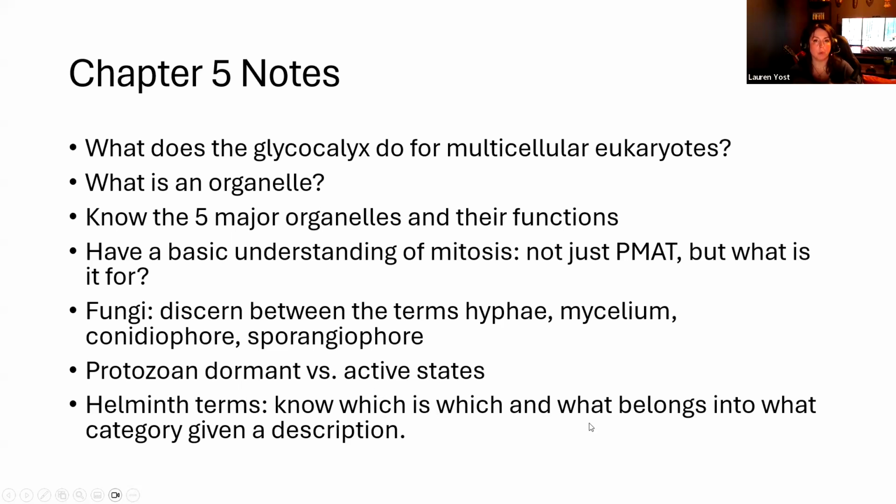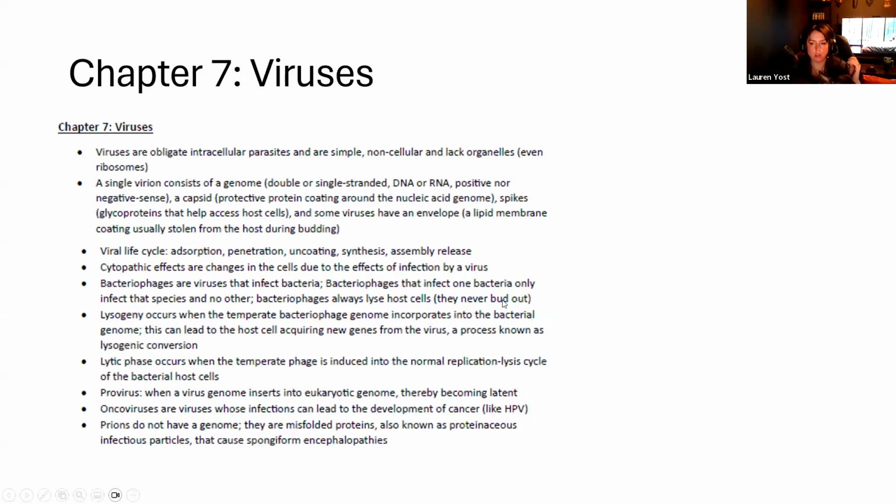And the helminth terms, which we kind of went over just a second ago. Helminths are either going to be roundworms or flatworms. Roundworms are called nematodes. Flatworms are called platyhelminthes. Platyhelminthes, you have flatworms, you have flukes, or you have tapeworms. The flukes are the trematodes and the tapeworms are the cestodes. Okay, next. Chapter 7, viruses.